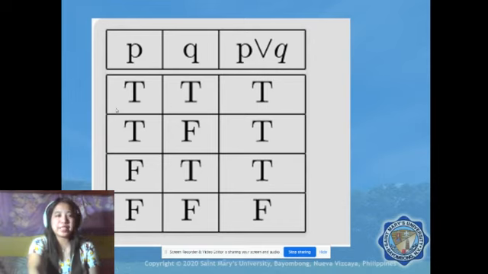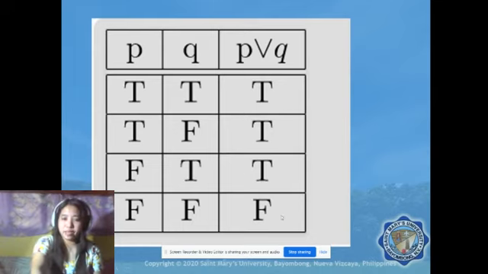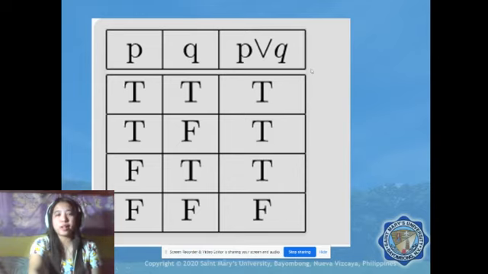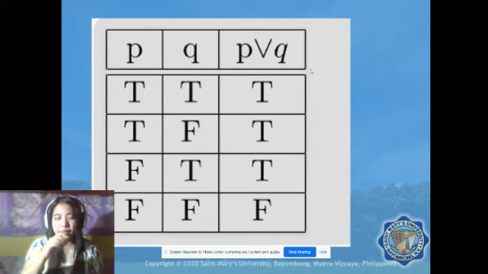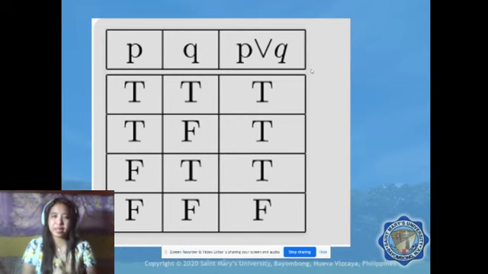So as you can see here, if it is true and true, the answer is true. T and F, it's T. F and T is T. F and F is F. So these are all the possible situations wherein we can identify all possible values of P or Q because we just have two statements.